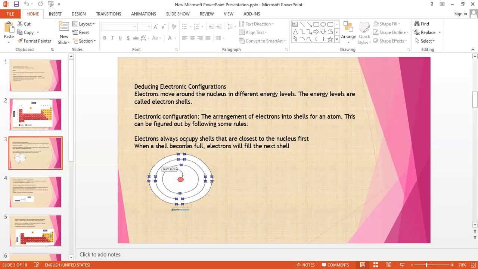So electrons always occupy shells that are close to the nucleus first. First you must show electrons in the first shell, then the second shell, then the third shell. When a shell becomes full, electrons will fill the next shell. If the first shell is full, then electrons go to the second shell, and when that is full, then the last shell's electrons fill up. That's why you have to configure your electrons this way. Any question?